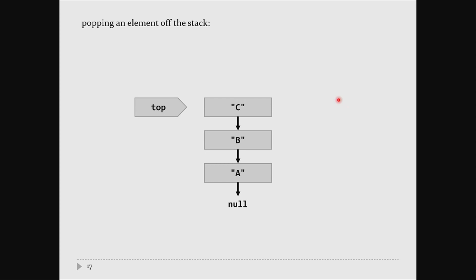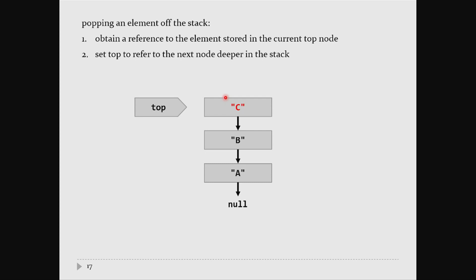Okay. Now, how do you pop an element off the top of the stack? First of all, when I pop C, I want to return C back to the caller. I also want to get rid of that node that's sitting up there. So I want to remember what the value of C is. So I'm going to obtain a reference to the element stored in the current top node, so a reference to the C. I highlight the C in red to indicate that I've got a reference to it.